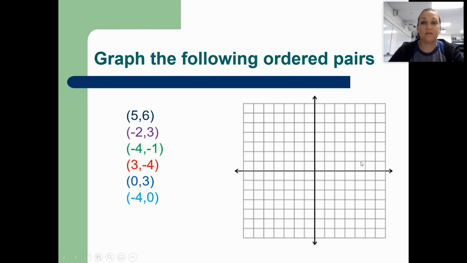have a positive 6, so I'm going to go up 6. And that puts me right here. Right 5, up 6. Don't say over 5. Tell me if you're going to the right or to the left when you go over.